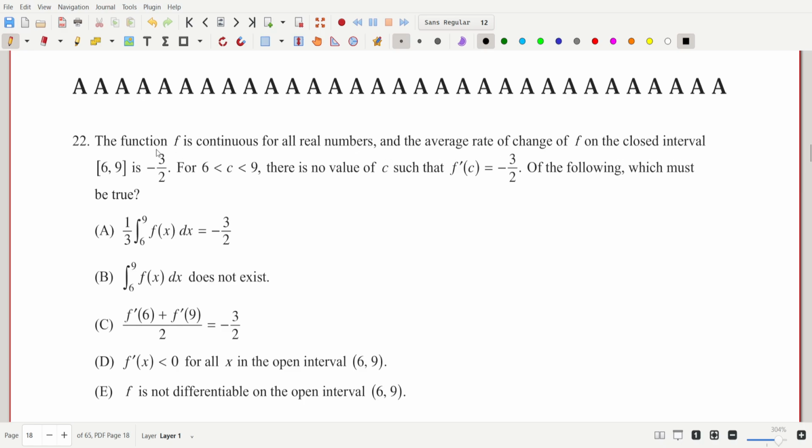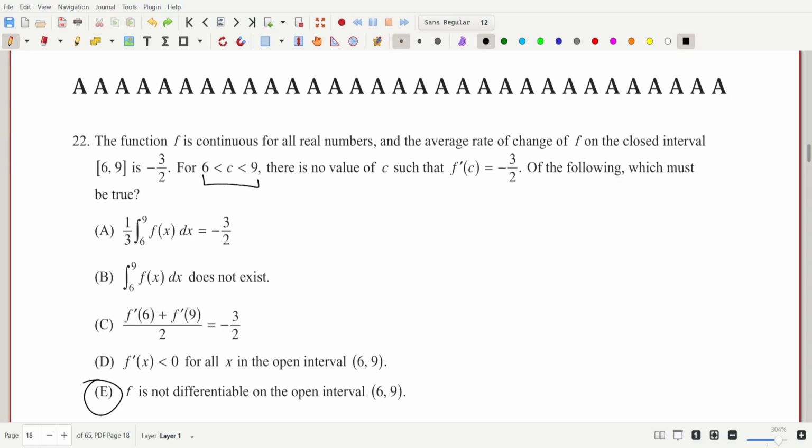All right, 22. The function f is continuous for all real numbers, and the average rate of change on the closed interval is -3 halves. Looks like I set up to MVT. Oh, there we go. There's no value of c such that f prime of c is -3 halves. If f were differentiable on the open interval 6 to 9, then it would be forced. So, oh, okay, there we go. That must be false. Okay, what are they talking about? They're saying MVT doesn't hold. Oh, sorry. Okay, yeah, E must be true. Sorry, I didn't see the word not. Yep. F is not differentiable on the open interval 6 to 9.